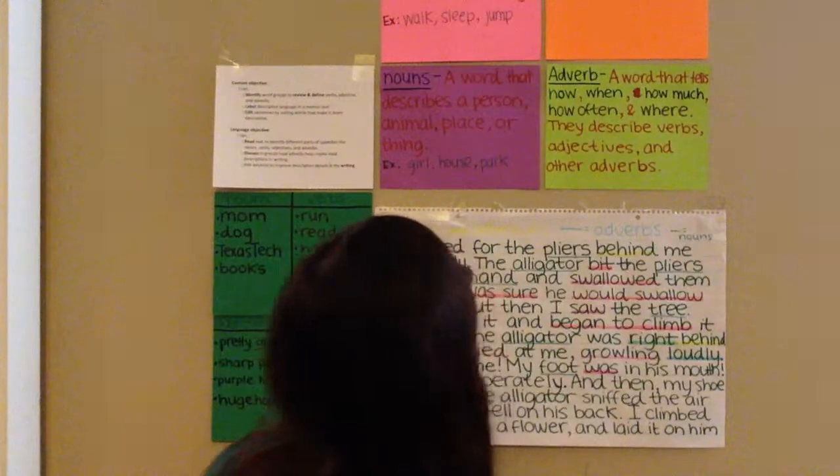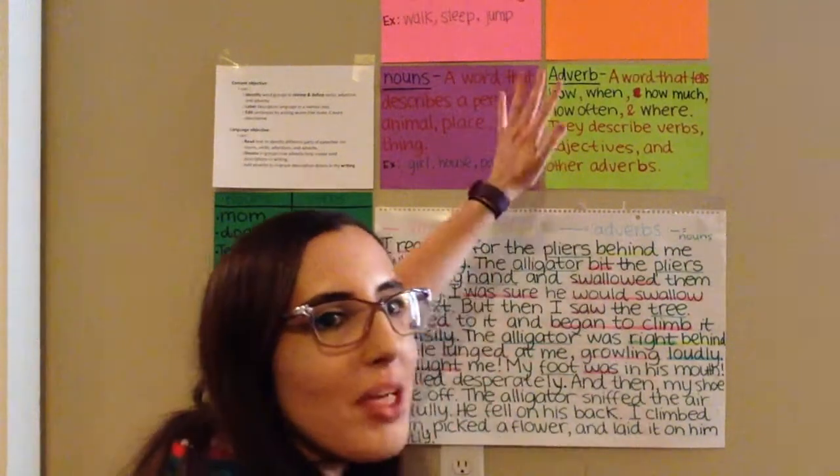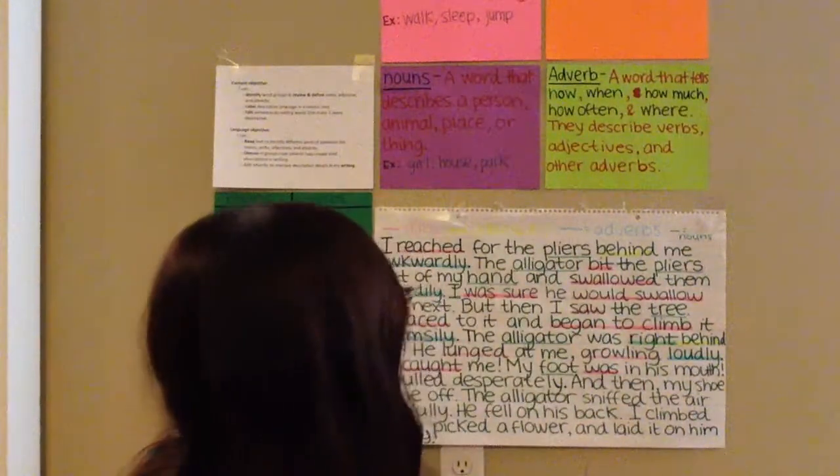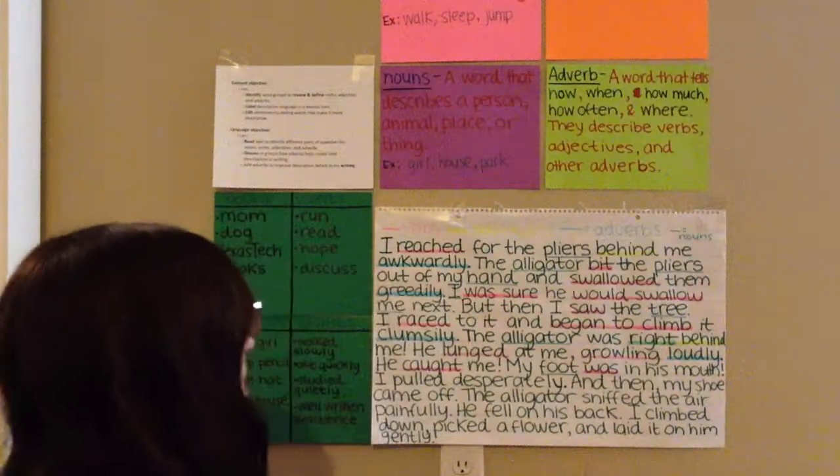So the verb was is describing the noun foot. Because we know that verbs are words that describe the action that a noun is doing, for my definitions up here. Good. What else do we see? Let's look at the next sentence.